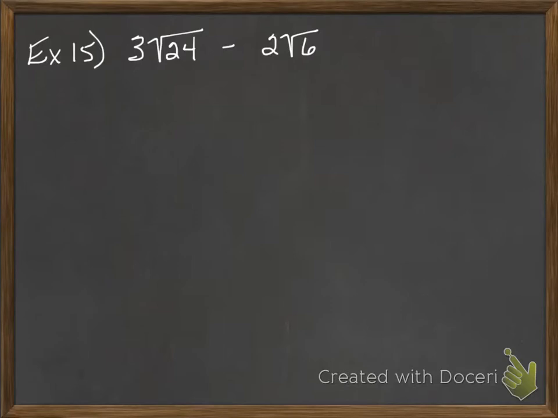Okay? So you're going to have some problems in your homework. They'll be towards the end of your homework where they give you a radical that needs to be simplified. So you need to simplify before you add and subtract. That's why we studied simplifying square roots. So 24 is not a perfect square, but the largest factor of 24 that is a perfect square is 4. So we're going to rewrite 24 as 4 times 6.